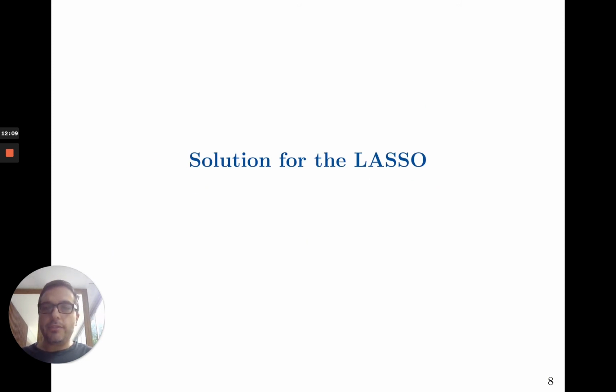So let's move to the solution for the lasso. We saw last week that ridge has a closed form solution, so we have an analytical form for the ridge estimator. This will not be the case for lasso, but we can learn a lot of things with the lasso estimator, and that's what I'm going to show you right now. Okay?